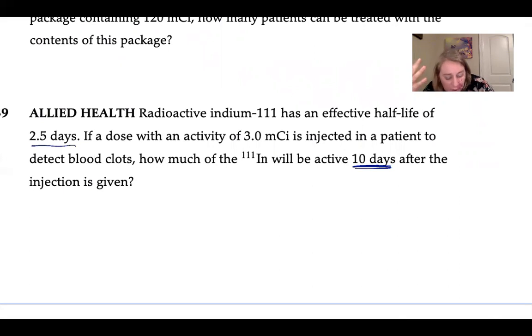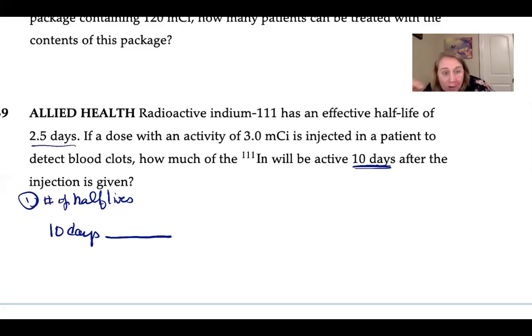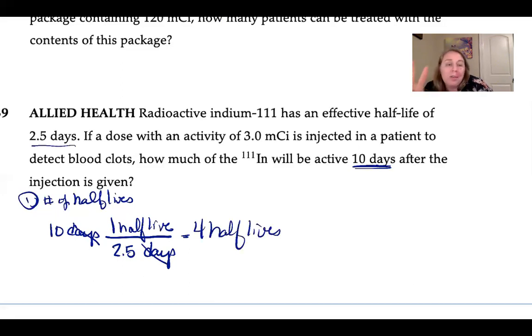So remember, the first thing was to determine the number of half-lives. Okay, so that's the first step. So how do we do that? We say 10 days. Well, there's a conversion factor in here. We were told that one half-life is 2.5 days. Right? So our days will cancel and we'll end up with what we want, half-lives. So that's 4 half-lives. Now I'm going to show you the second step.